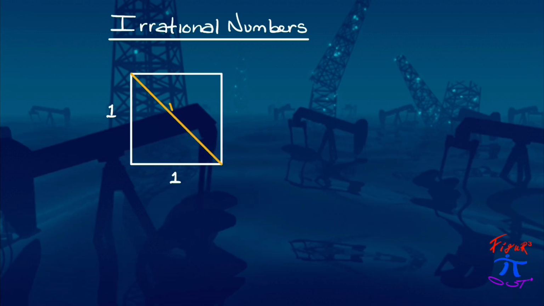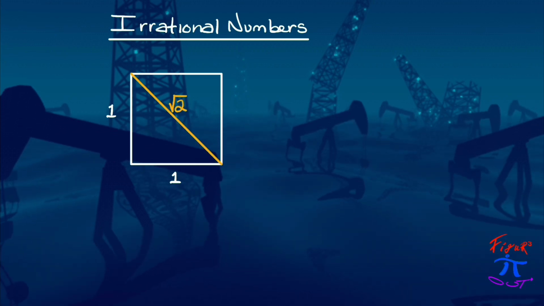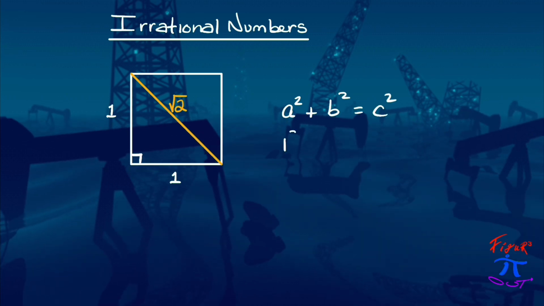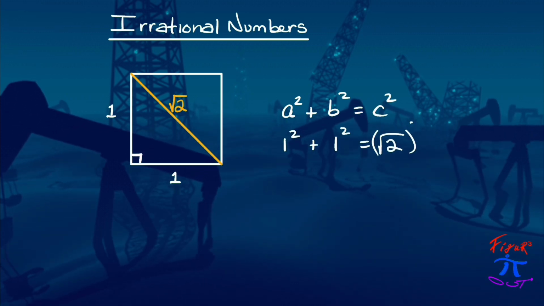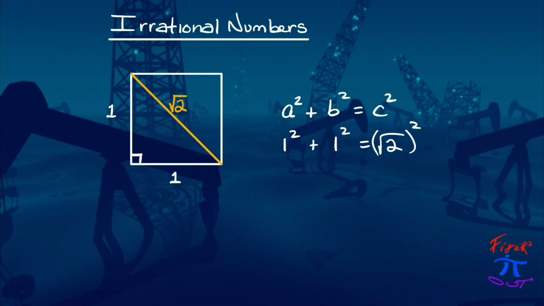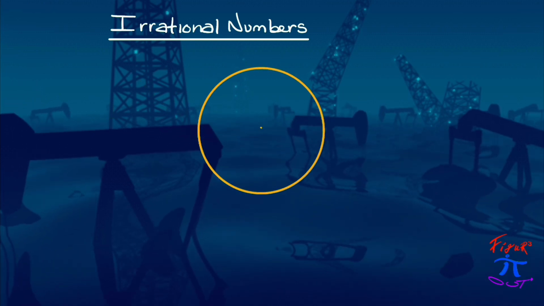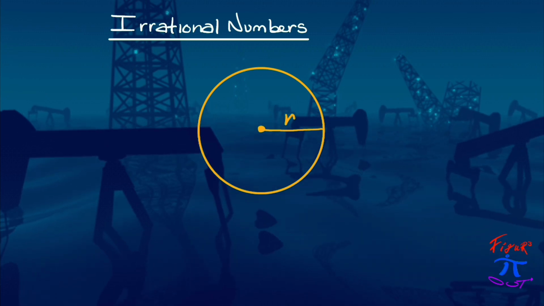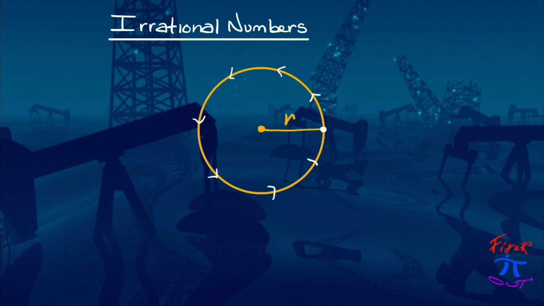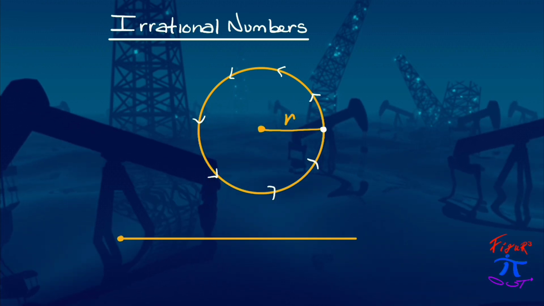The discovery of irrational numbers came largely from the ancient Greeks, the Pythagoreans, studying right triangle geometry. The diagonal of a unit square has a length of the square root of 2. Now, when it comes to numbers like pi, circles give rise to this transcendental number.